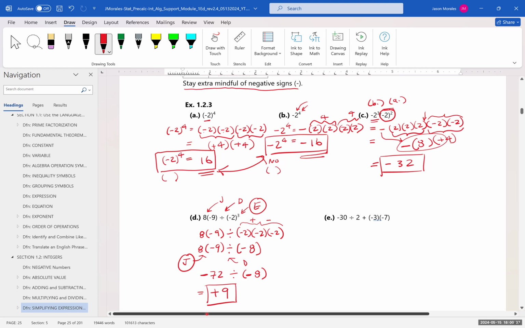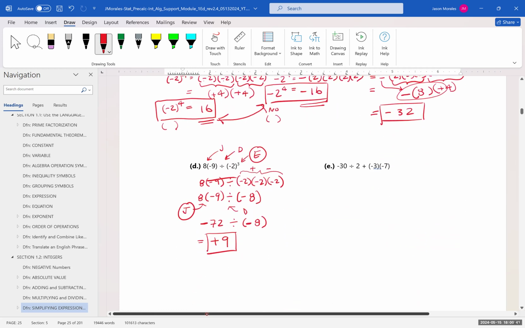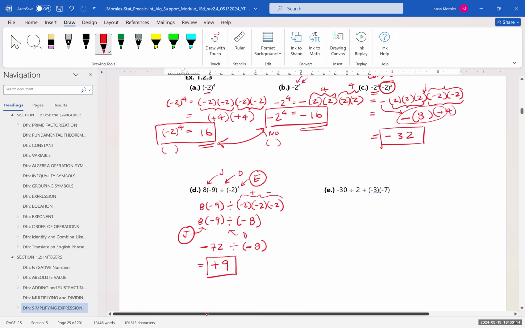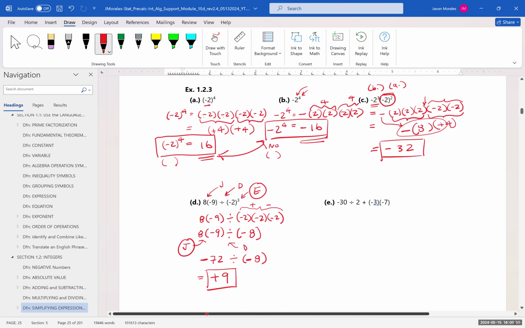How did I know right off the bat? Well, it's on the previous page, but I memorized my multiplication tables from 1 to 12. So that helps me do that there.